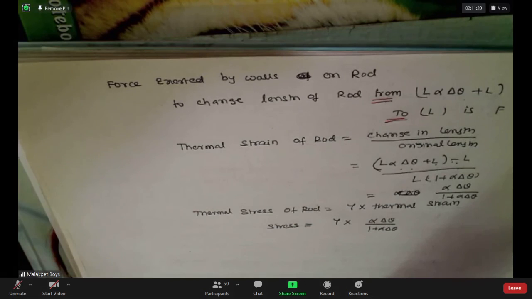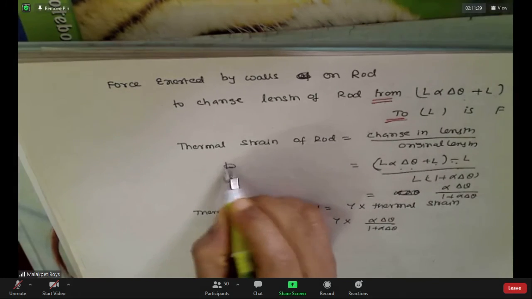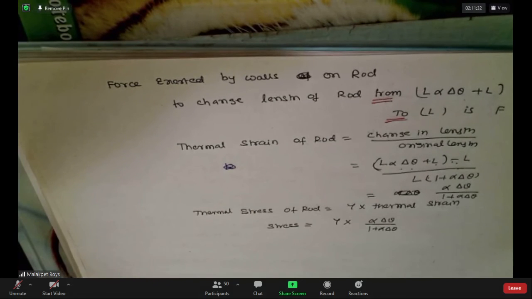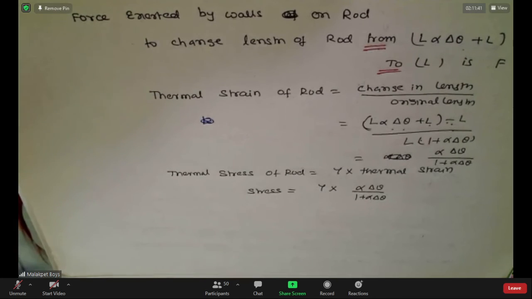So it should be change, meaning high minus low. If you take low minus high, you will get a negative sign. Negative sign indicates that it is compression. Understood, sir. Change means one value minus another value. If the change is positive, what is the meaning of that? Finally is more than initial. Change is negative means finally is less than initial. Understood this? Yes, sir.